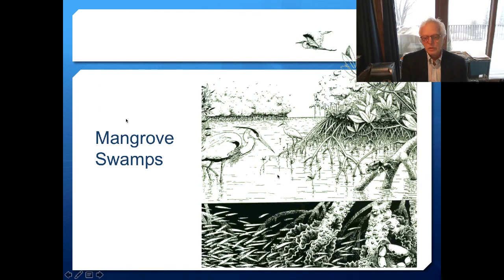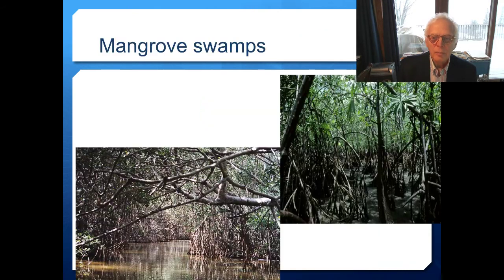Next set of systems that I want to talk about would be the mangrove swamps. Mangroves come in a variety of different types, and they are almost all coastal systems. If you ever get the chance to go snorkeling around a mangrove swamp, you should do it. They're extraordinarily rich in wildlife, as you can see in this image.